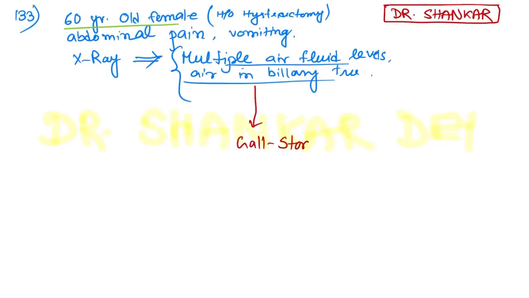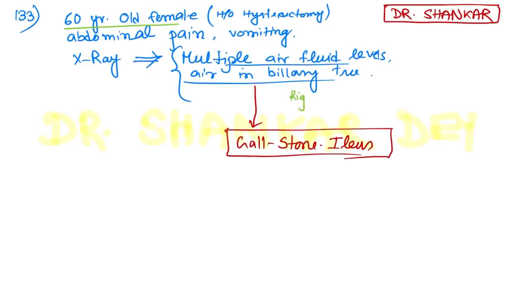So gallstone ileus is the diagnosis, I think. This is actually components of Rigler's triad: small bowel obstruction, multiple air fluid levels, and air in the biliary tree, pneumobilia. This is Rigler's triad, and this is the diagnosis: gallstone ileus.